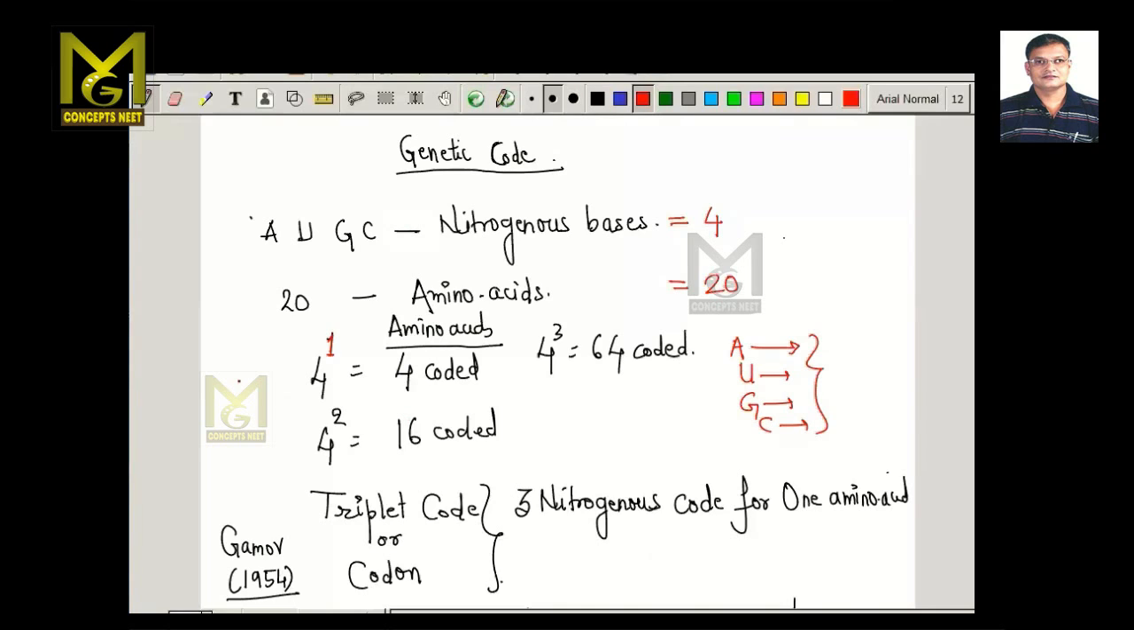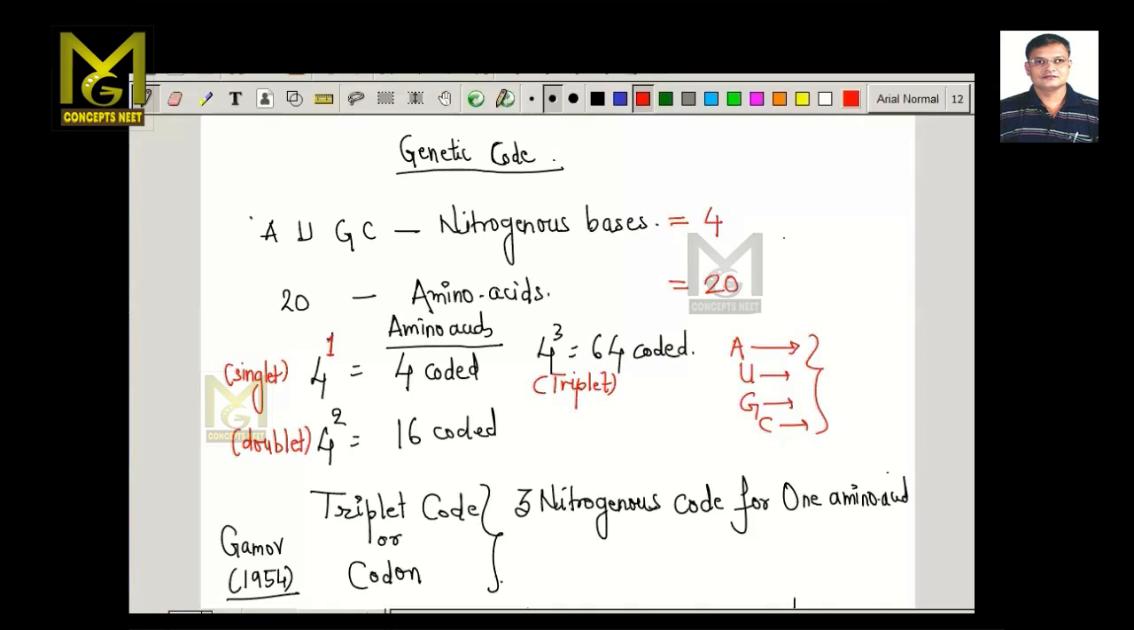This is called singlet. You have to remember this term. This is called singlet. If we consider 2 bases, we call it a doublet. In that case, only 16 amino acids will be coded. But if we consider 3 nitrogenous bases at a time, we call it a triplet type of system.